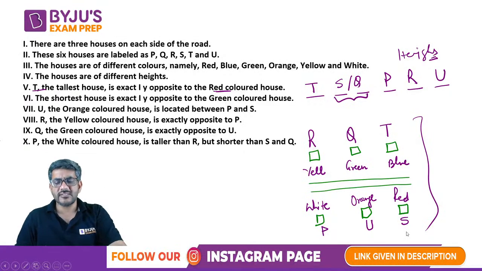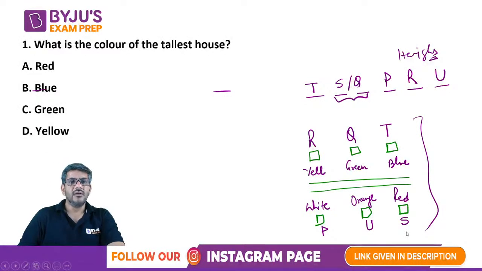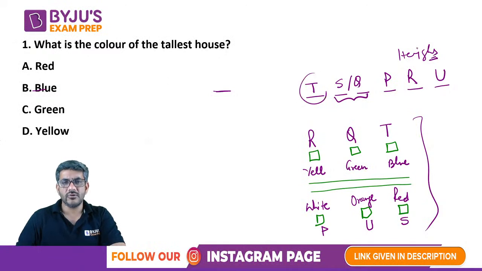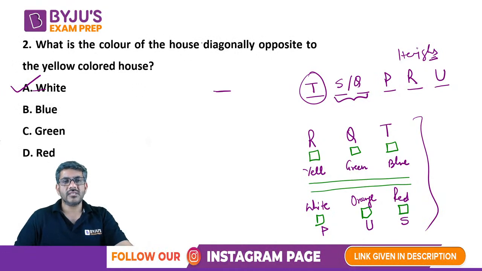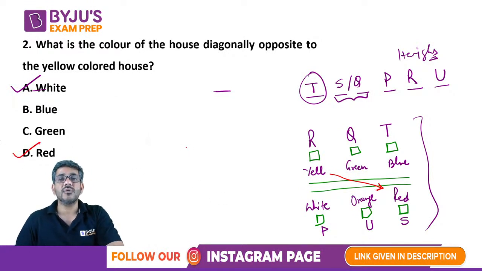After that, just look at the statements and give the answer. First question, what is the color of the tallest house? Tallest house is T. The color of T is blue. So my answer is option B, that is blue. Next, what is the color of the house diagonally opposite to yellow? So yellow के diagonally opposite जो होगा, that will be equal to red. So therefore my answer is option D, that is equal to red.